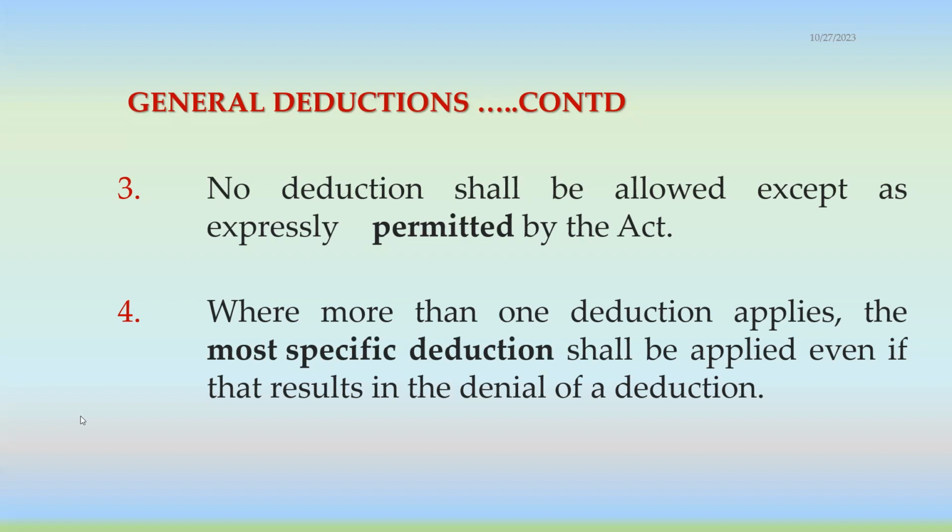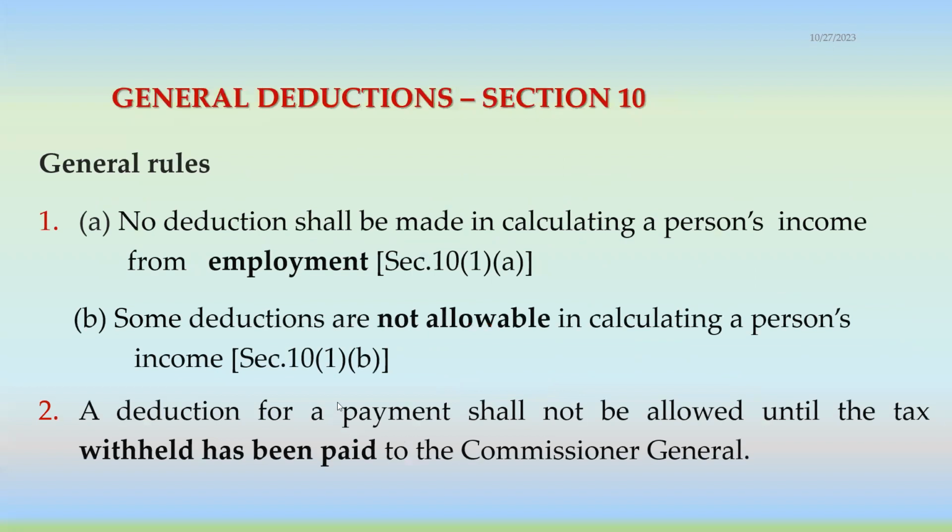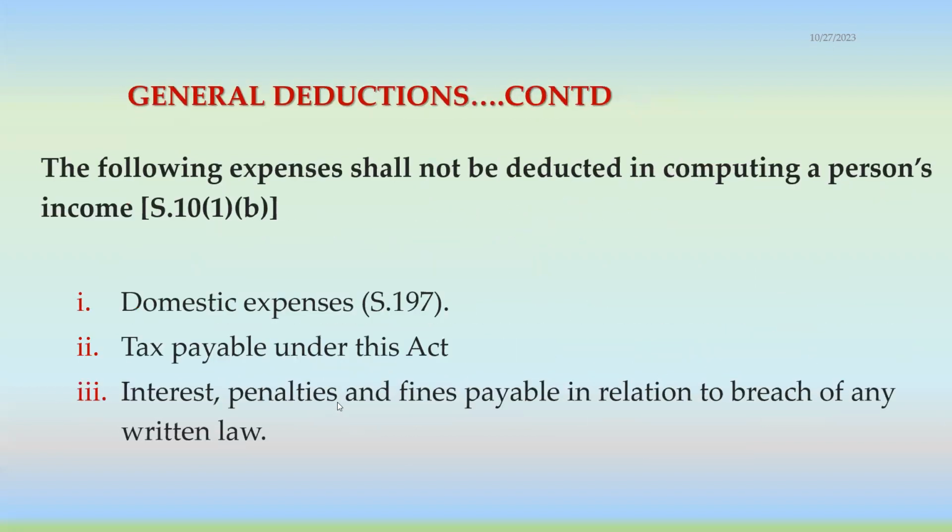That means specific deductions means from section 12 to 19. From section 12 to 19, we have specific deductions. So if we have an expense relevant to these specific deductions, then we have to refer to the deduction provisions provided from section 12 to 19. We can't deduct that expenditure under the main deduction rule. So this is just a reminder.